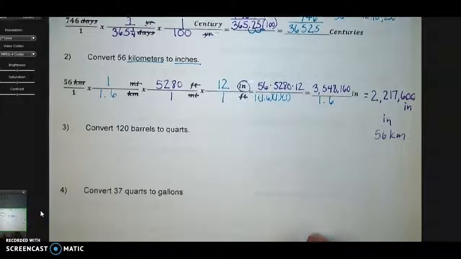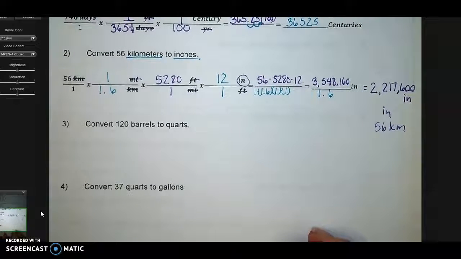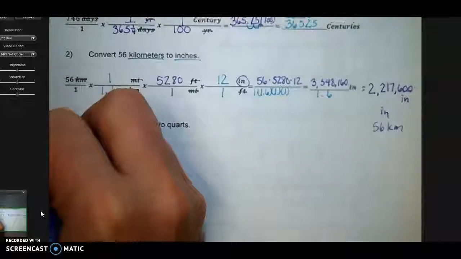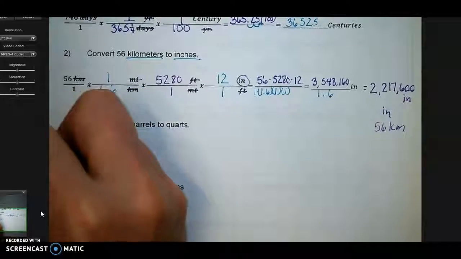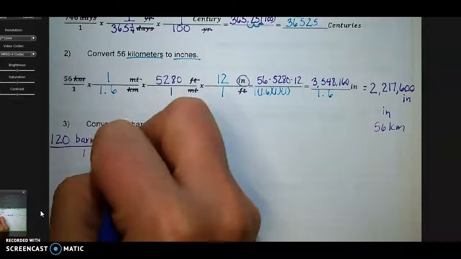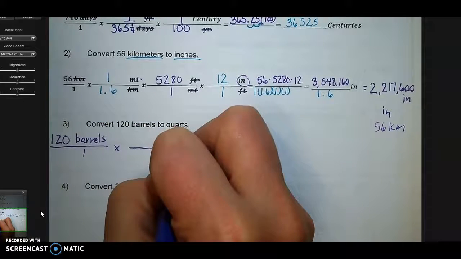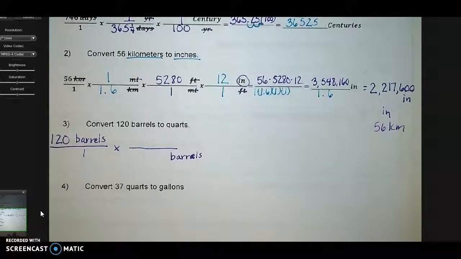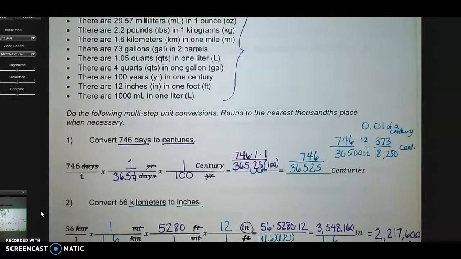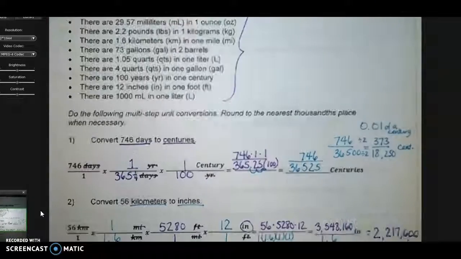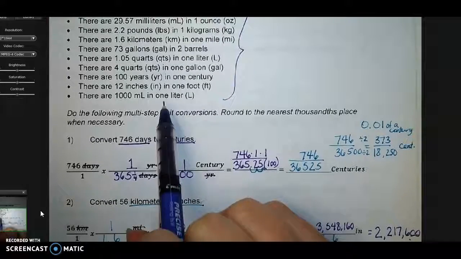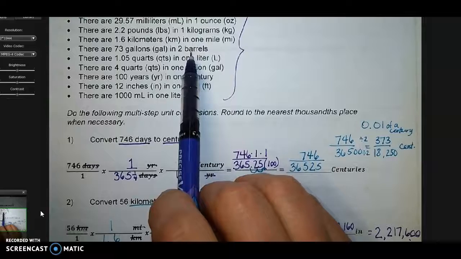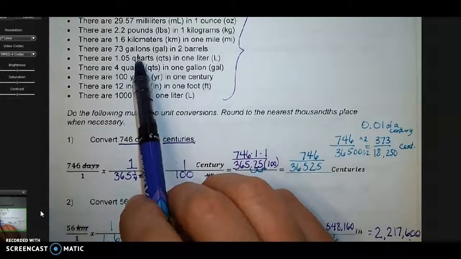This next one, they're asking me to convert 120 barrels to quarts. So I'm going to start off with the 120 barrels up top. I know that my next one is also going to be, if I can spell it correctly, barrels. So I'm going to look up here, and I can't go from barrels to quarts that I see. I've got barrels to gallons, and I've got 2 barrels to so many gallons.